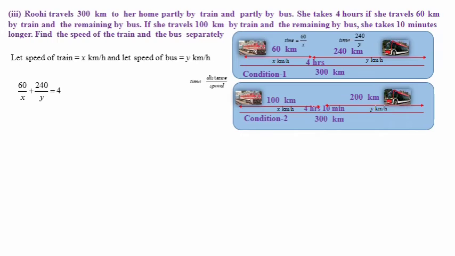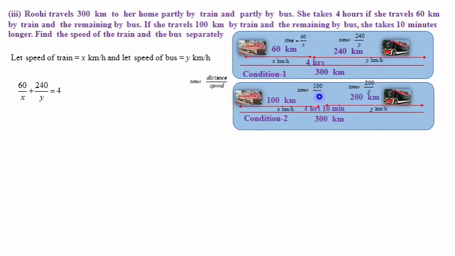Now, according to the question, the total time she has taken is 4 hours 10 minutes, which means she takes 10 minutes more. Before, she had taken 4 hours, now it is 4 hours 10 minutes. Now the time taken by train is 100 by x, that is distance by speed, and the time taken by bus is 200 by y.